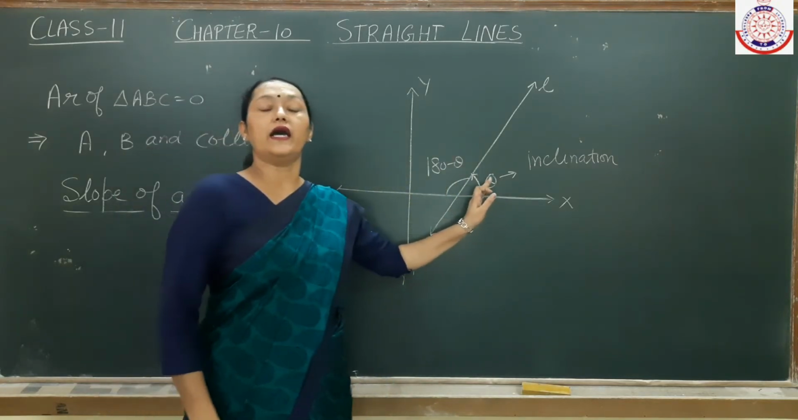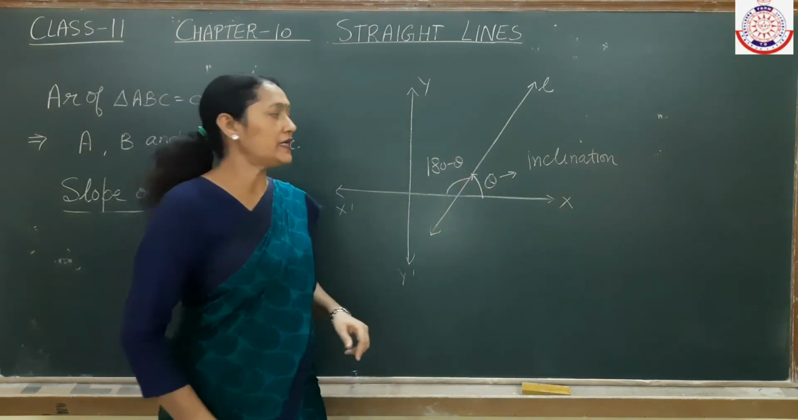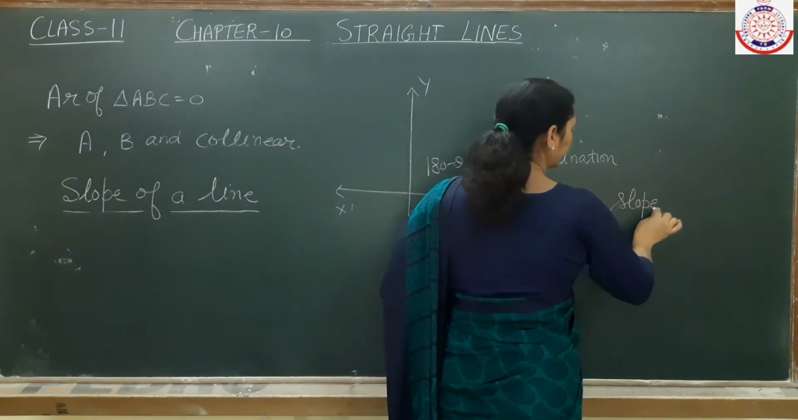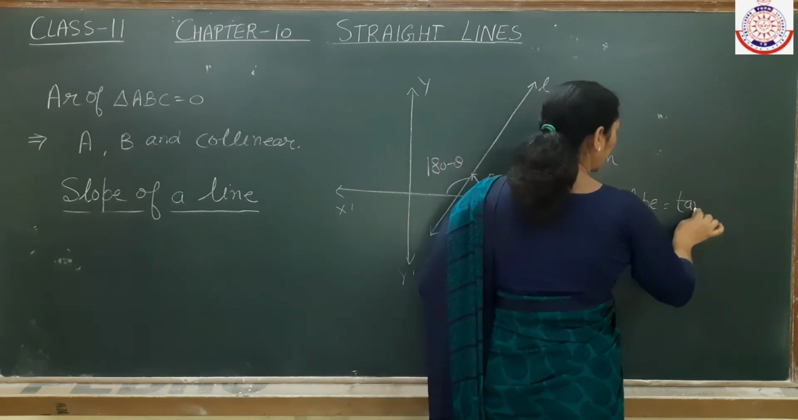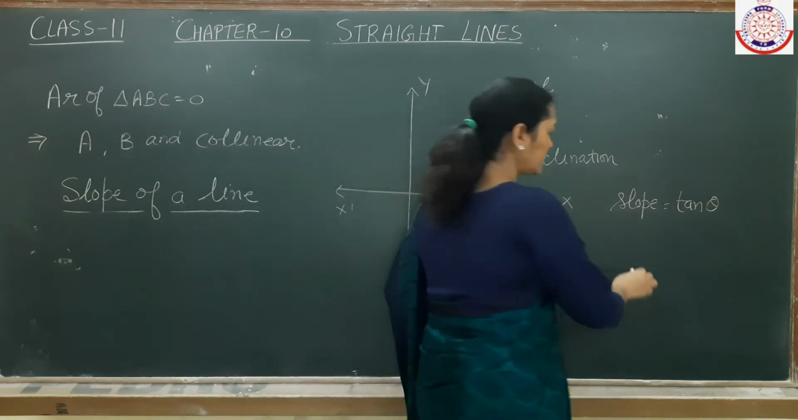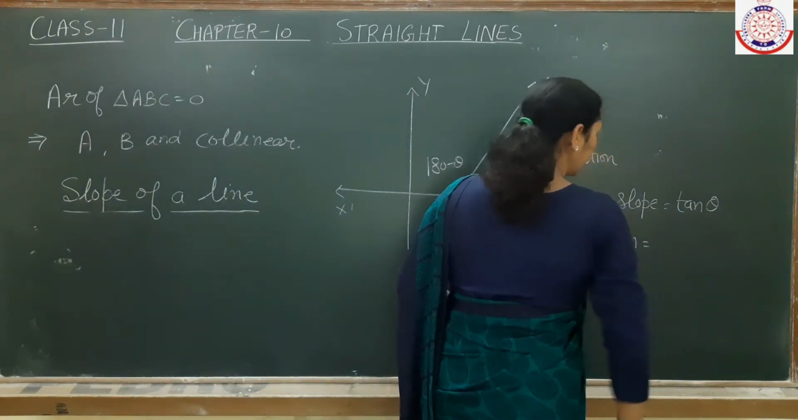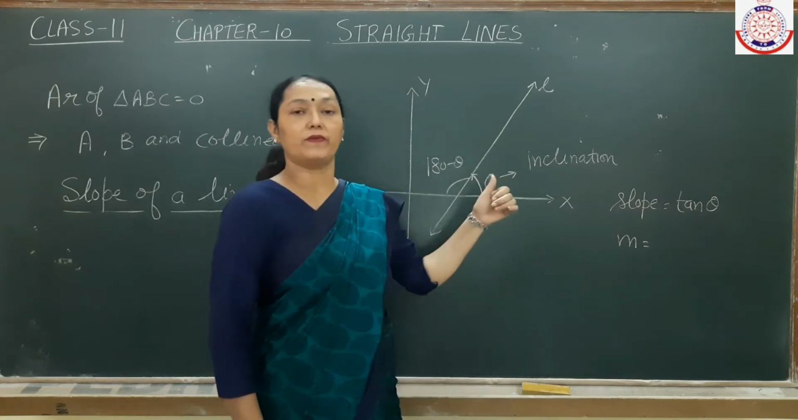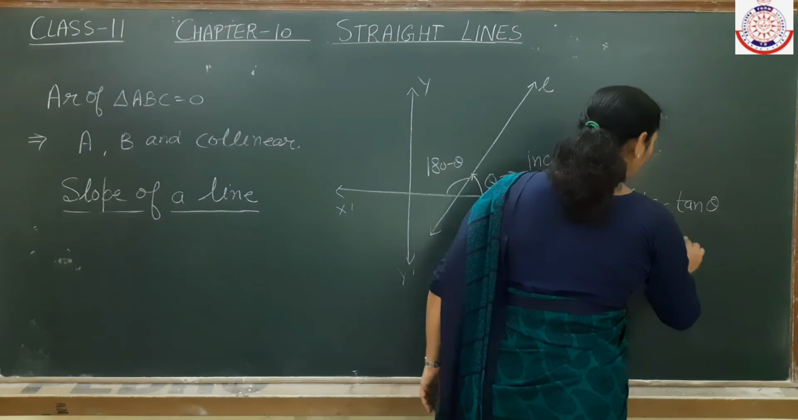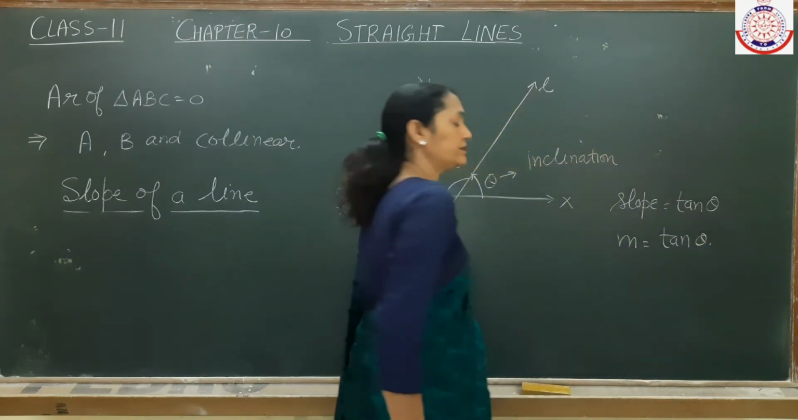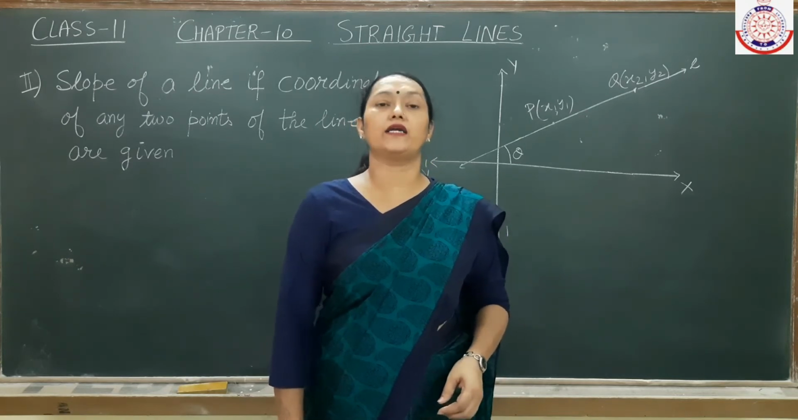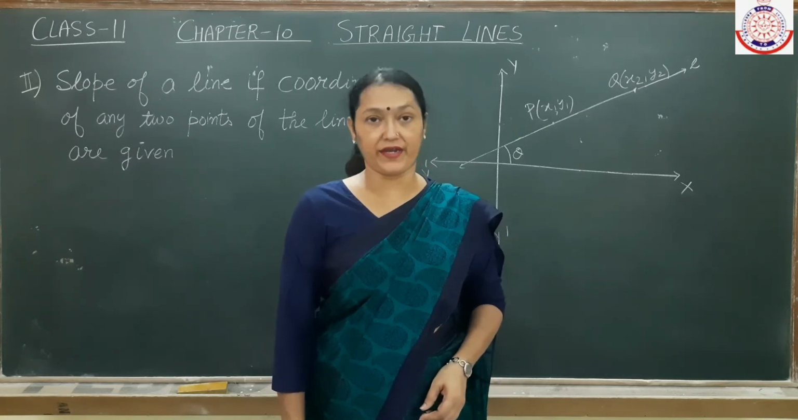If theta is the angle of inclination, then tangent theta is called slope. And for the slope of a line, we use small m. It is being denoted by small m. So we'll be writing m is equal to tangent theta. That is the slope of a line. Always remember, the slope of x-axis can come 0 also, and the slope of y-axis is undefined.